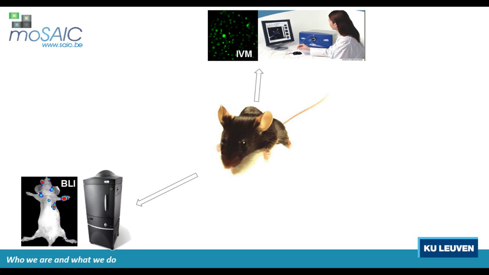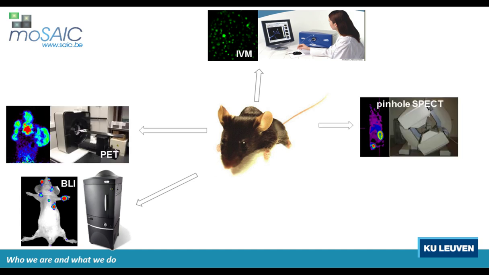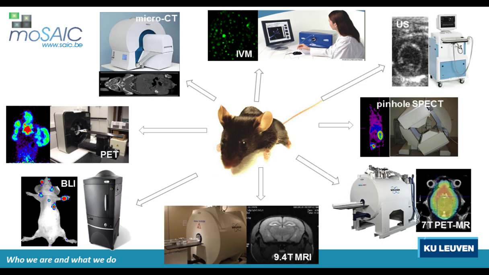So we operate bioluminescence imaging and other optical imaging modalities such as intravital microscopy. We also operate radionuclide imaging methods such as PET and SPECT. And then we also have imaging modalities that provide more of anatomical and functional context, such as an ultrasound dedicated to small animal imaging, MRI scanners, also a PET-MR for simultaneous PET-MR, and also a microCT.